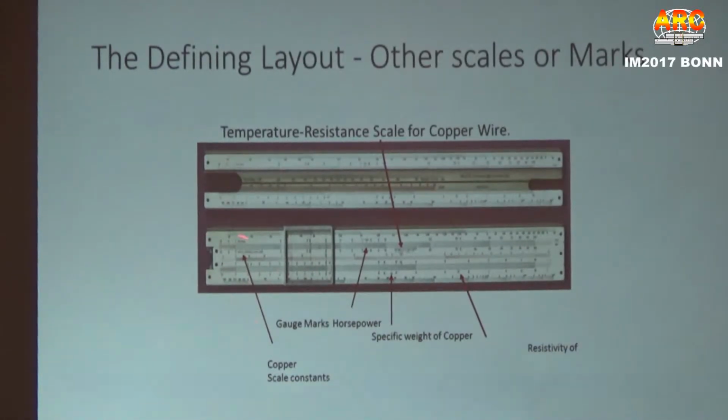And also there are other gauge marks, there's constants there. There's gauge marks for horsepower, English system 746, the continental system 736. And here we have specific weight of copper, that's a W. And here, it's just missing, oh, it comes over here, is an R for the resistivity of copper. We'll go into those a little bit more. There is one up here called M. Doesn't stand for anything. Well, it stands for the reciprocal of pi, not for motor or anything like that.